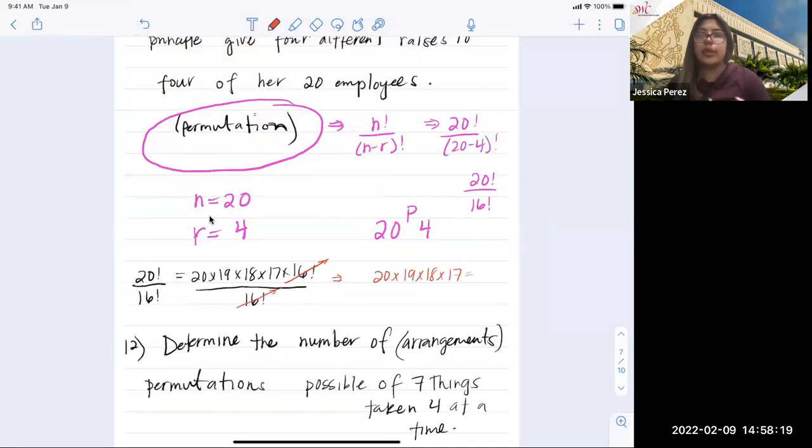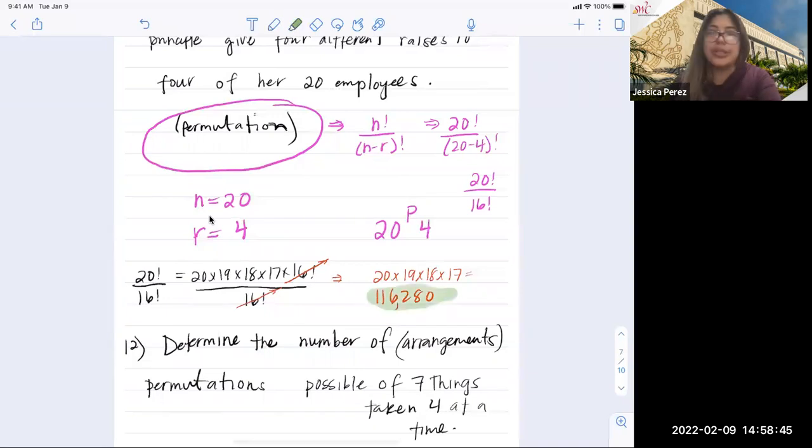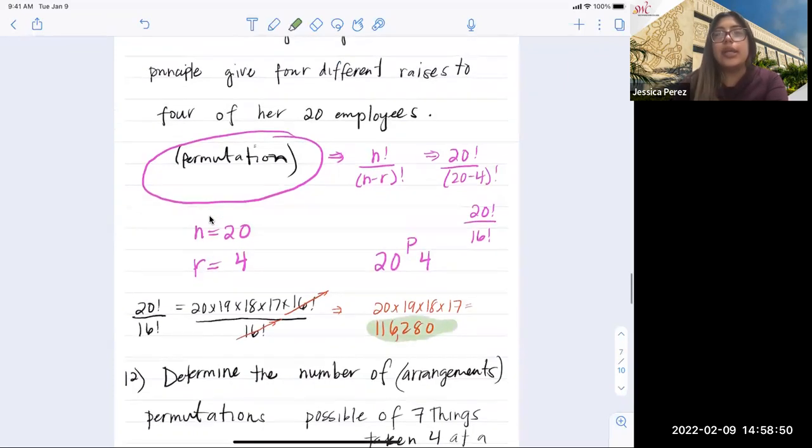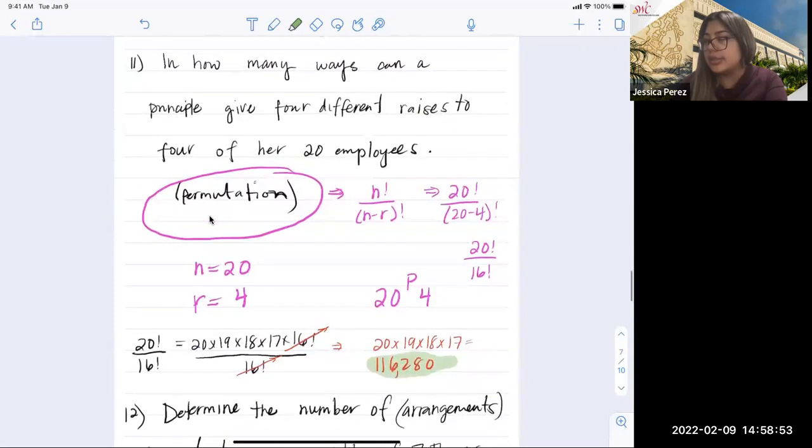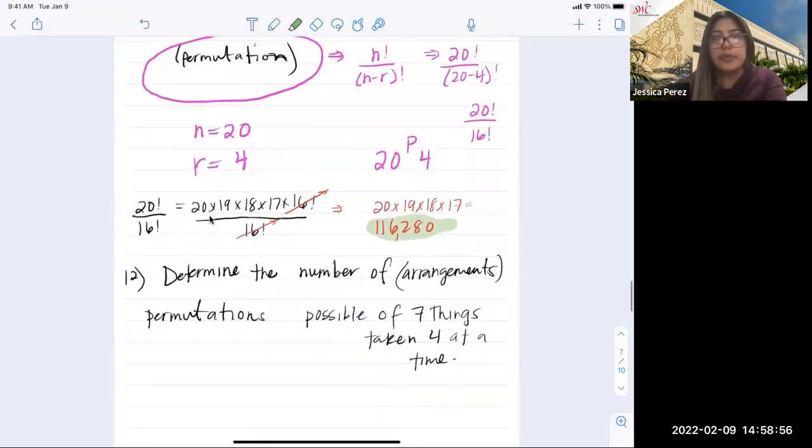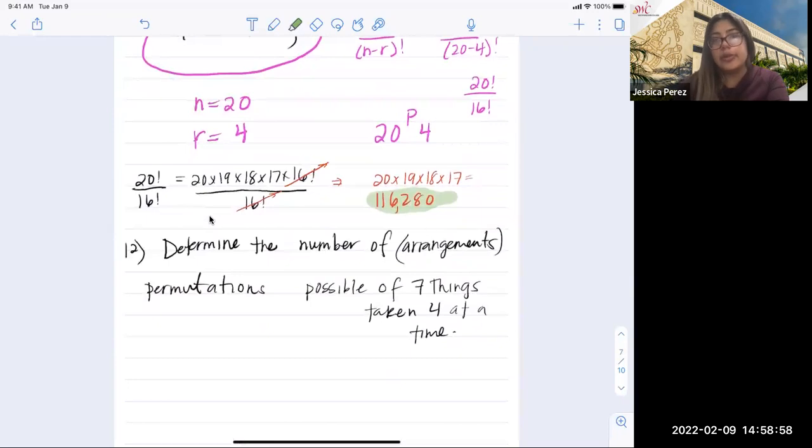So let's go ahead and multiply that out using your calculator again. Make sure you have your calculator handy when you're doing your tests. So you have 20 times 19 times 18 times 17. That gives you 116,280. That's how much you get. Okay, that's how many ways she can give out the raises to her employees. It's a permutation.